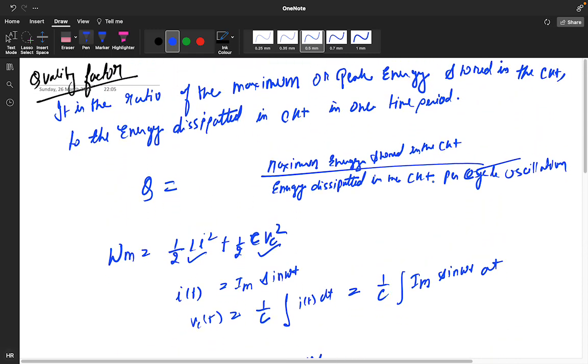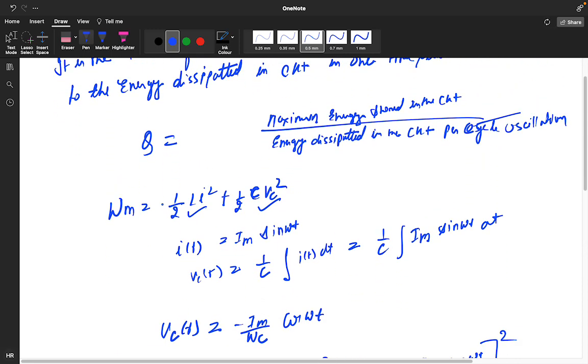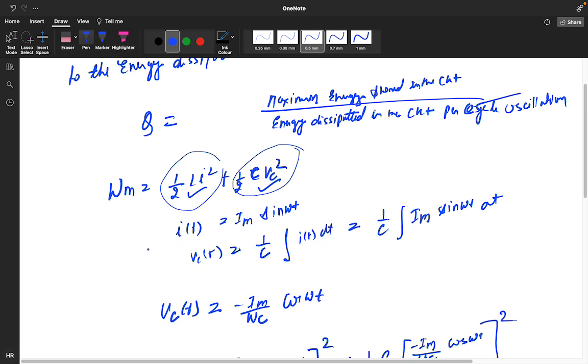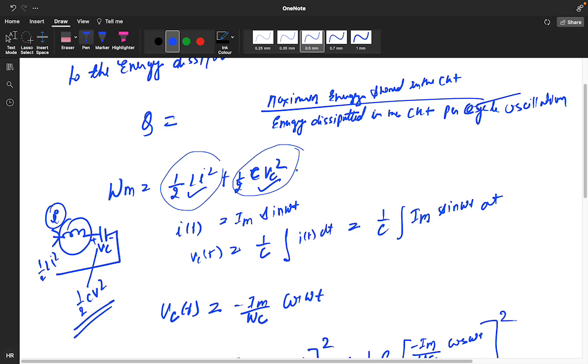So see guys, what we did: we need to find the energy stored. We have two things in this circuit, inductor and capacitor. Energy across the inductor is half Li square, and energy across the capacitor is half CV square. The same current will flow through the inductor and capacitor, and this is Vc. So I just added both of them.